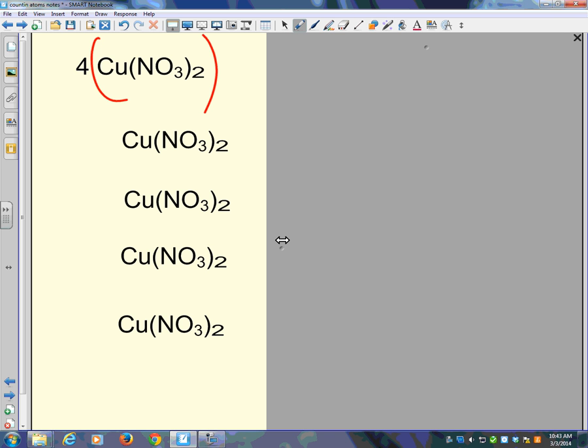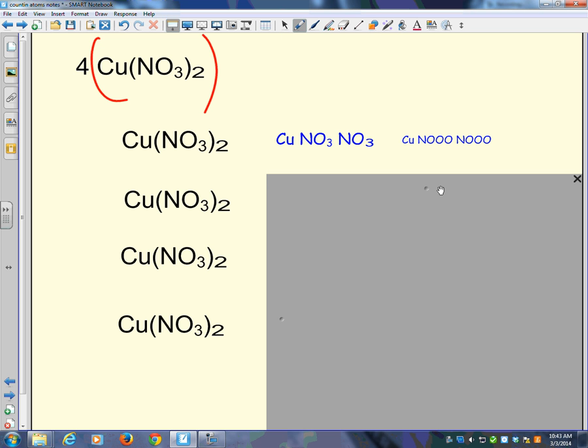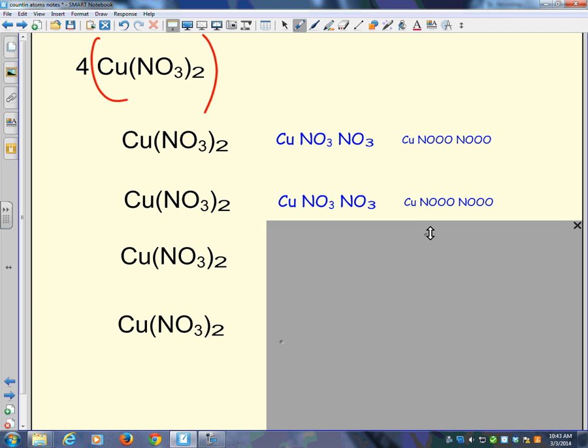I'll show you. Okay, so in this I've got one Cu, and I've got how many NO3s? What's this number right here? 2. I've got 2, but that 2 only applies to the bracket stuff. 2 NO3s. So I've got a CuNO3 and another NO3, which is Cu and N, how many O's? 1, 2, 3. And each one of those is the same.